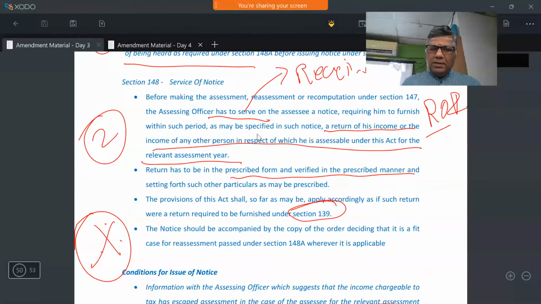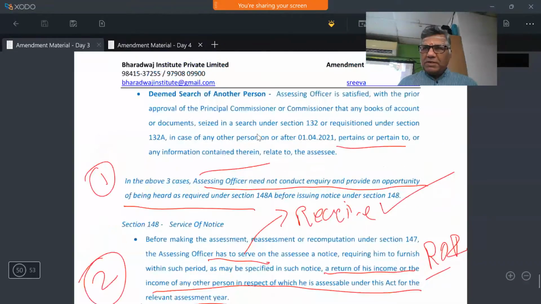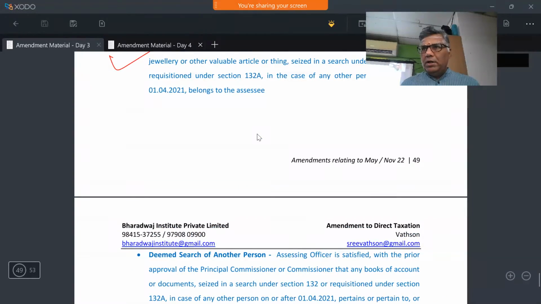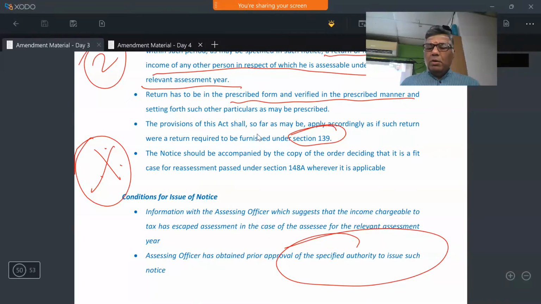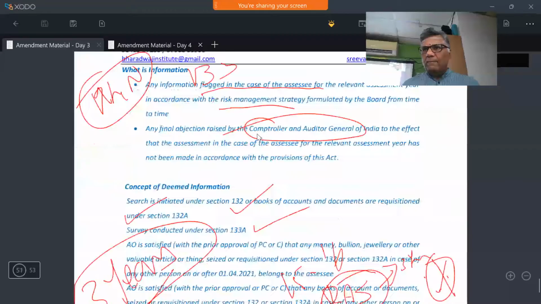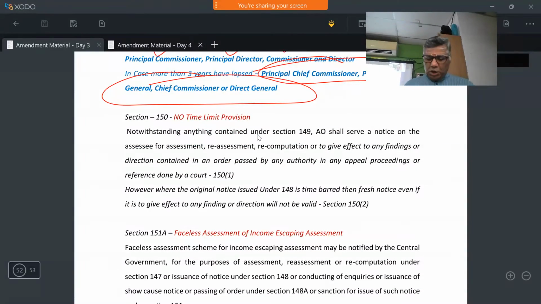And then the issue of notice everywhere has to be within the specified authority. The number of times the word specified authority comes is important, and then the 147. So my dear friends, the two questionable areas which I feel are most important, both in terms of MCQ and in terms of this 148A and 149. Be clear about it. Okay, now moving forward, when is this no time limit provision?